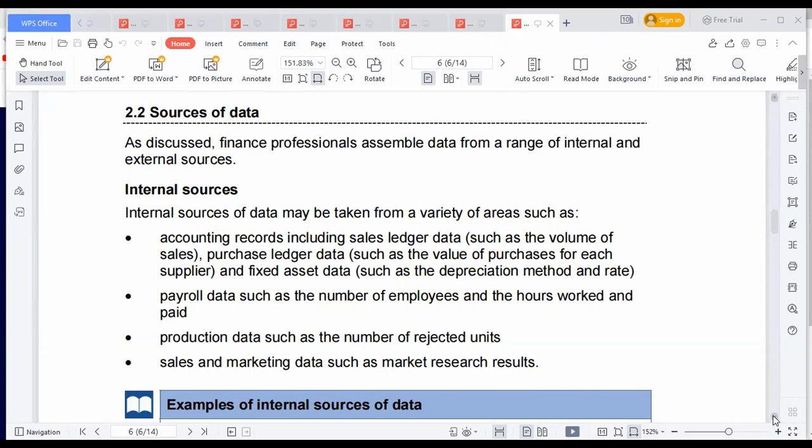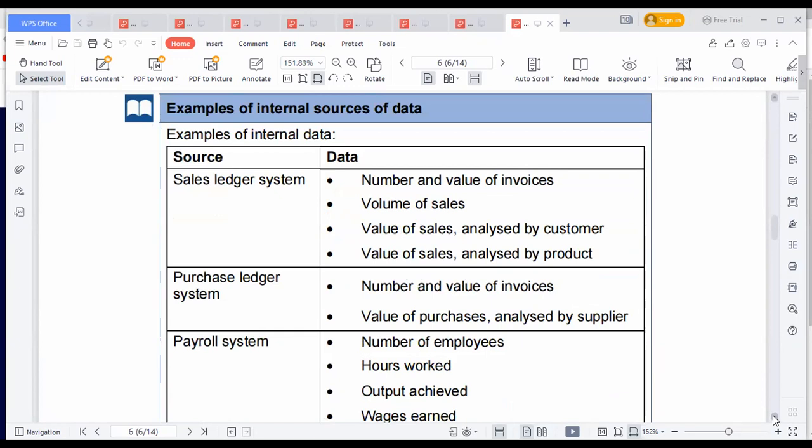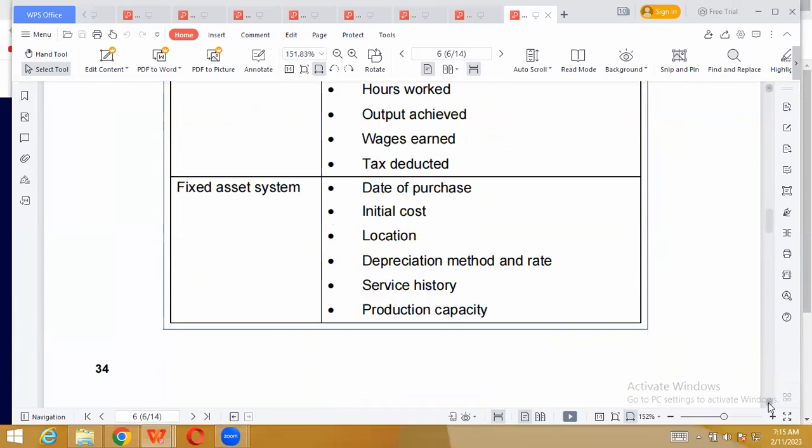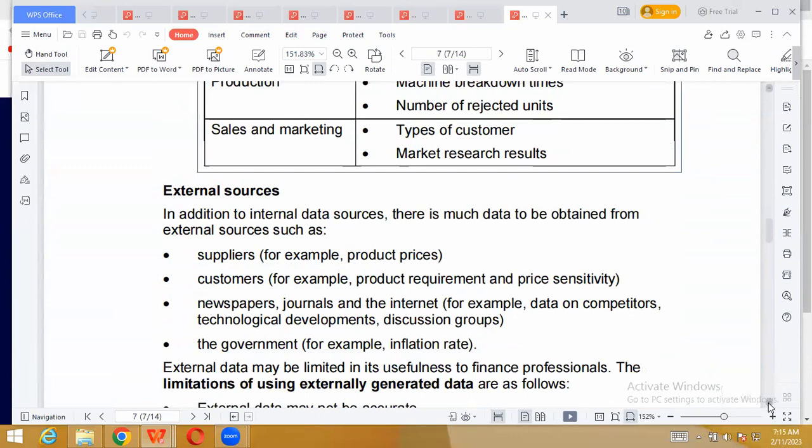These are just examples, guys. There's a reading here that you need to go through, but it's the same things I was talking about. The sales ledger is an example of an internal source, which gives us the number and value of invoices, volume of sales, value of sales, and so forth. Purchase ledger, number and value of invoices, value of purchases, payroll system, number of employees, hours worked, wages earned. All these are examples of internal information. It's easy to understand. If the examiner asks which of the following is part of the internal information, you can tell that this is internal information.